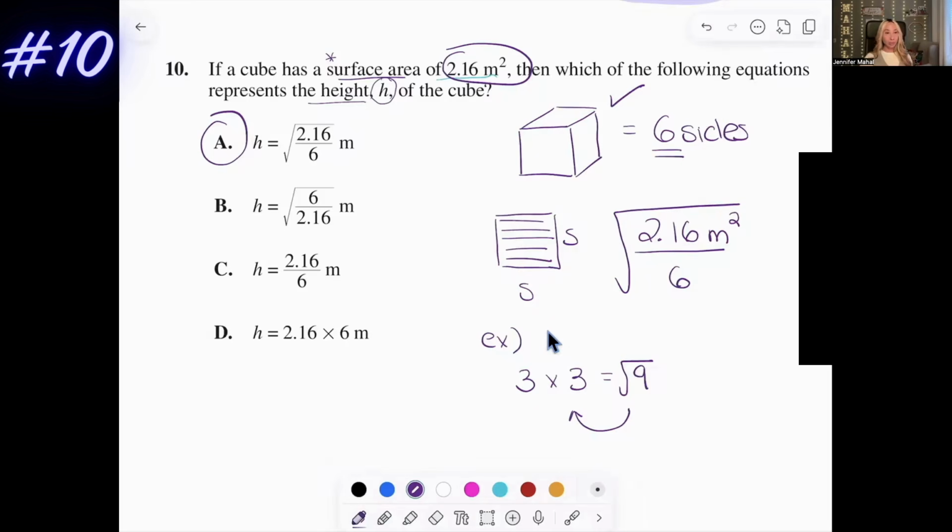Sorry, I just realized my head was in the way for this one. So what we're saying is 3 times 3 is equal to 9. And if I take the square root of that 9, I'm going to go back and get the original number. So when I take the square root of whatever the area of this is, I'm going to get the side length.